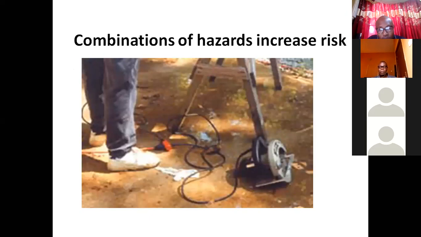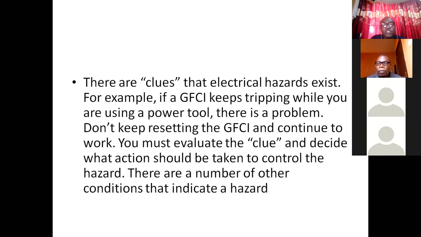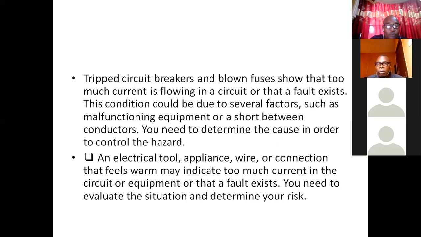And I gave an example of the instrument here. It's an instrument, but you can't see the picture very well. The wire is exposed. Some of the wires are exposed, and the socket is also tripping. So there are clues that electrical hazards normally give us. When the wire is becoming too warm, or a socket is tripping off too often, it shows that there is something happening with it, and we need to what? Take precaution.